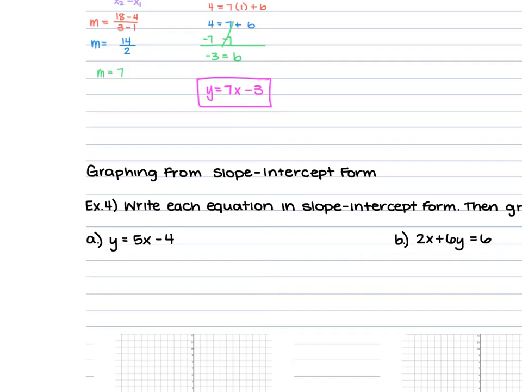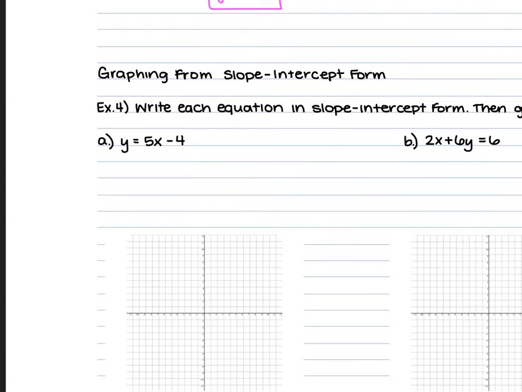For our next set of examples, we are graphing from slope-intercept form. When we do this, the only thing we need is our slope and our y-intercept. We plot the point that is our y-intercept, and then we use our slope to find the next point, and then we can draw our line through the 2 points. Remember, you only need 2 points in order to draw a line on a coordinate plane. However, that line should go through the entire coordinate plane.